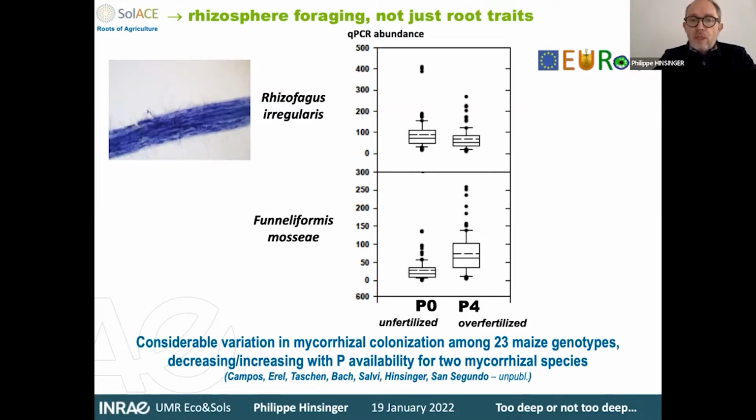Usually in textbooks, we hear that phosphorus fertilization is decreasing mycorrhizal colonization of roots. This is what you see with the top case of Rhizophagus irregularis, but we observed the opposite for the other species of mycorrhizal fungus. So we definitely need to further look at mycorrhizal symbiosis and these kinds of traits, because through their external hyphae, mycorrhizal fungi usually contribute significantly to exploring a greater soil volume and therefore more resources in the soil.